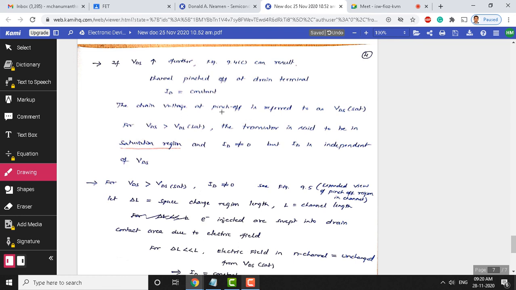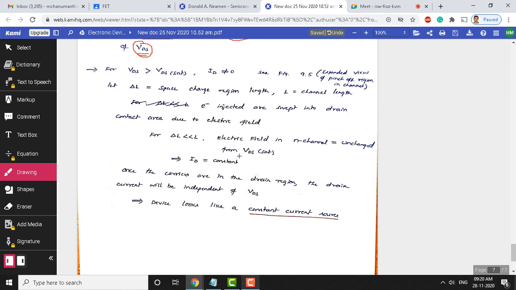The drain voltage at pinch off is referred to as VDS sat. So this is VDS sat. We have already given the explanation for this. For VDS greater than VDS sat, the transistor is said to be in the saturation region, where ID is not equal to 0. We might think the channel gets blocked and ID becomes 0, but ID becomes independent of VDS. In the saturation region, any variation in VDS will not change the drain current.